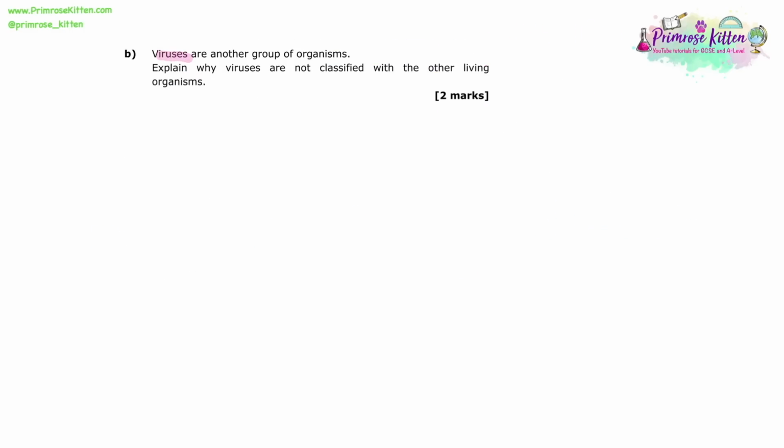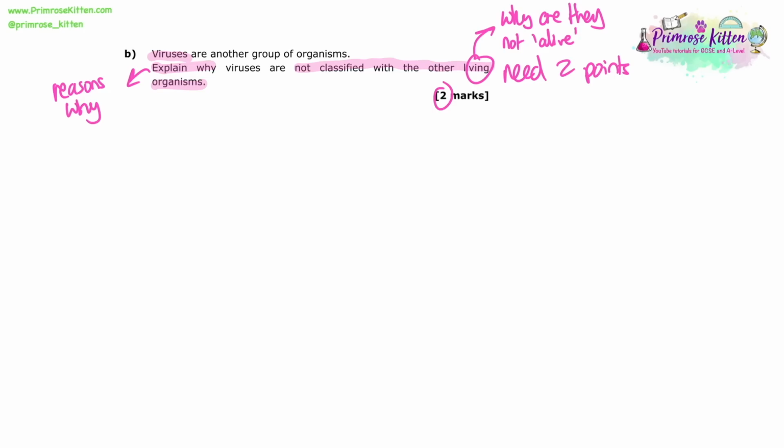Viruses are another group of organisms. Explain why viruses are not classified with the other living organisms. So there's 2 marks here, so we need to give 2 reasons, 2 points, 2 reasons why the viruses aren't classified as living organisms with everything else. So kind of asking why are they not classed as alive.